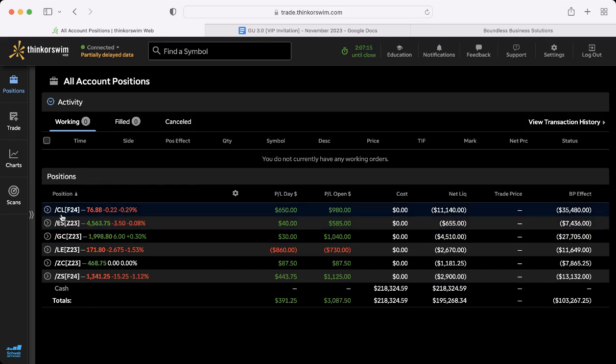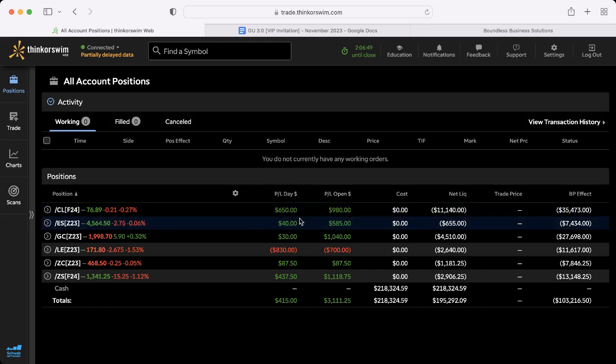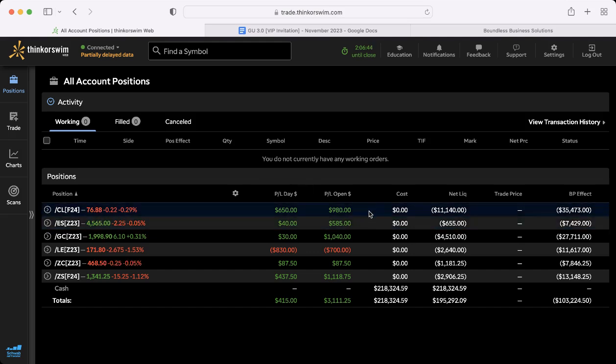The first two letters of the position here is the market. So CL is crude oil. The F refers to the month, which is January, and 24 is the year. So this is crude oil for January of 2024. Currently, the price here is $76.89. It's down 21 cents on the day. My P&L for the day in dollar figures, I'm up $650 on the positions I have. My open P&L, I'm up $980 on the positions that I have.